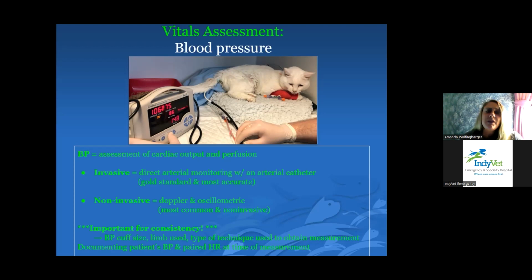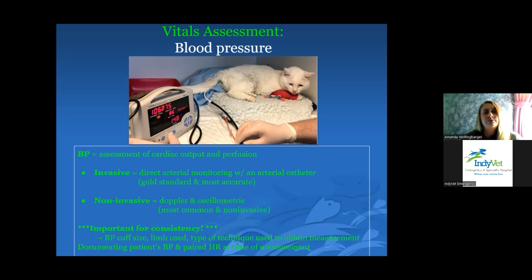So biggest thing for me is consistency. We always need to document the blood pressure cuff size, where we're getting the measurement from, the limb used, and the type of technique we're using, whether it be Doppler or oscillometric. It would be obvious if you're using an arterial catheter for measurement, but it's super easy, just: number 2 cuff, right front, Doppler.